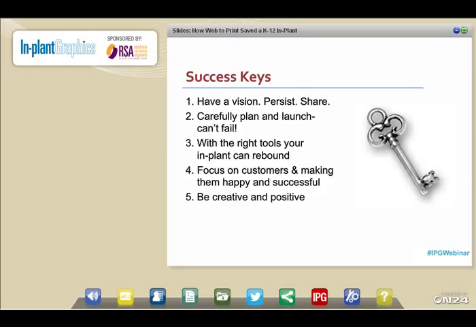You want to focus on your customers, obviously. They are what make us go around, and making them happy and successful in the classroom is one of our top goals.